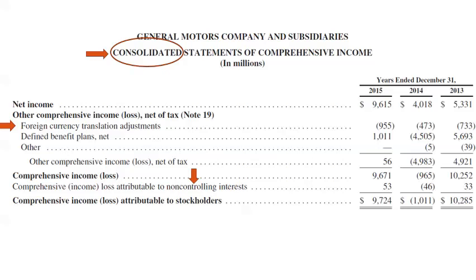And then here's the consolidated statement of comprehensive income. And I wanted to show you this because you see the foreign currency translation adjustments, which we'll be talking about in chapter 9. So it actually has real world application, what we're going to be doing in this course, and I just wanted to show you where that comes from.